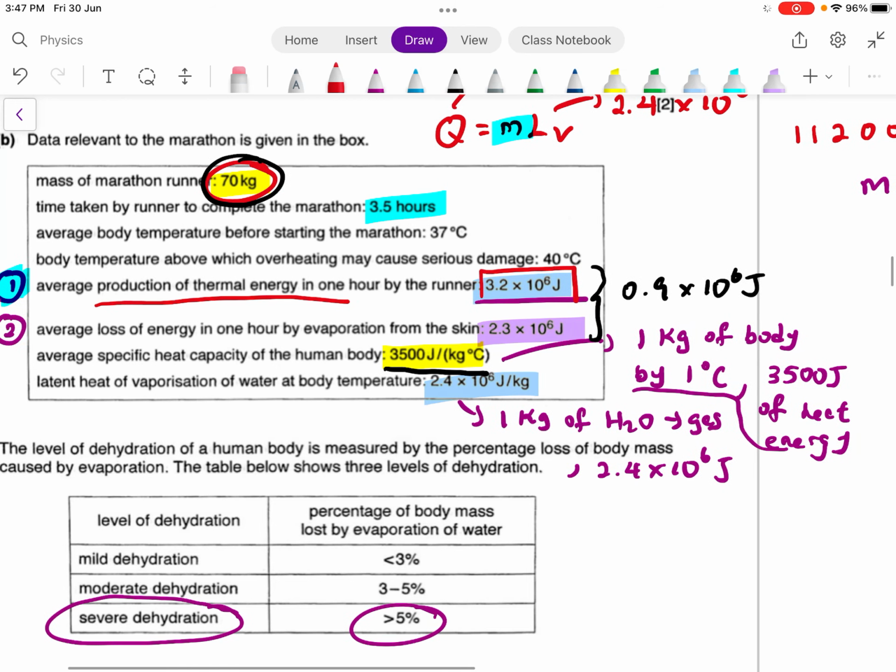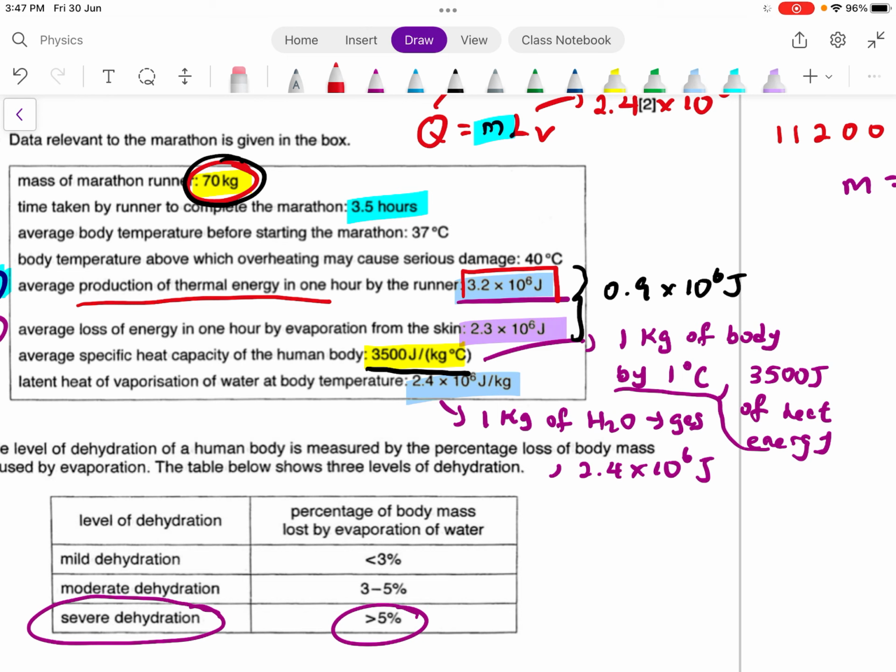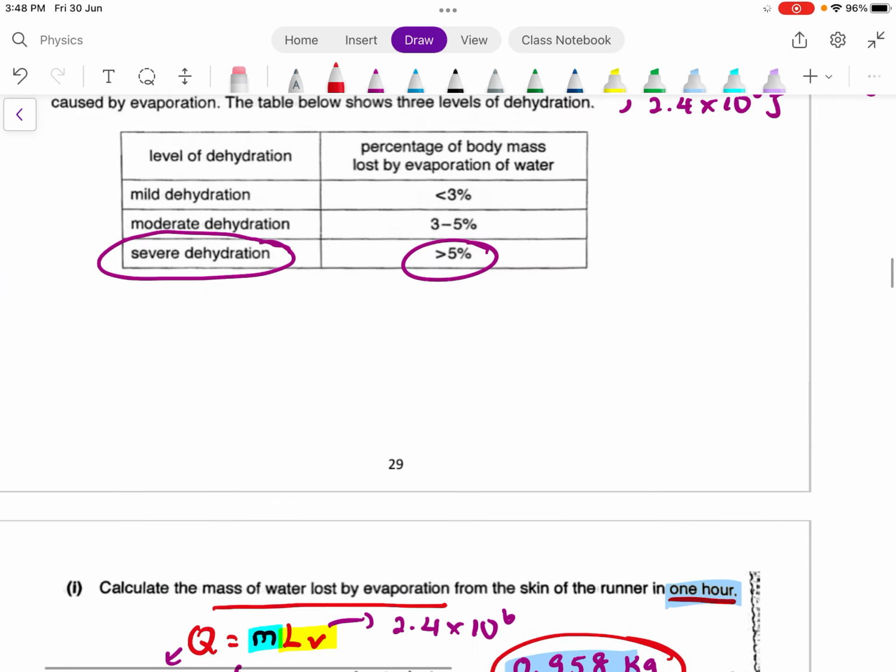Last but not least is the LV. LV, the latent heat of vaporization of water at body temperature, is roughly 2.4 times 10 to the power 6 joules per kg. The definition is that you need 2.4 times 10 to the power 6 joules of heat energy to vaporize 1 kg of water from water state to gas state. Okay, so that is the data.